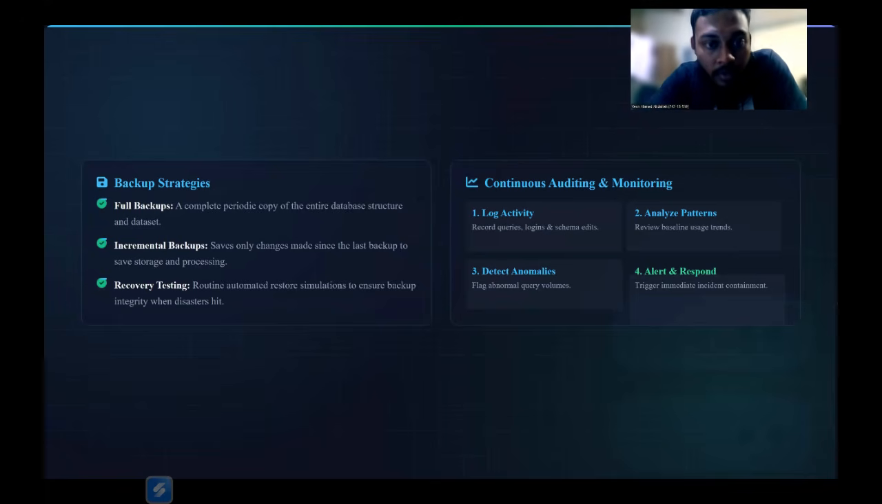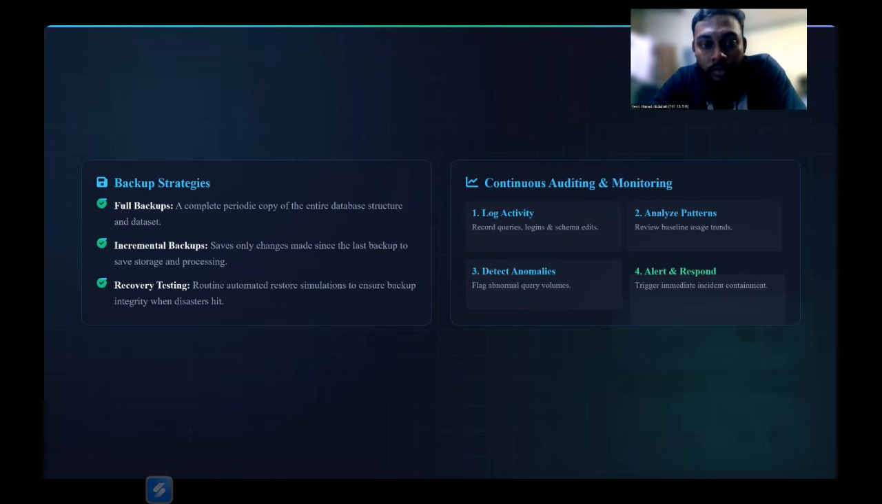So here we can see backup strategies. Let's talk about it. First, full backup. It means making a complete copy of the entire database and its data. Second, incremental backup. It saves only the changes made after the previous backup, so it needs less storage and time. Third, recovery testing. We regularly test whether our backup can actually restore the database successfully when a problem happens.